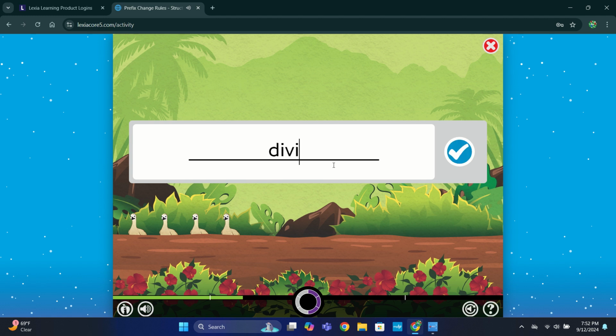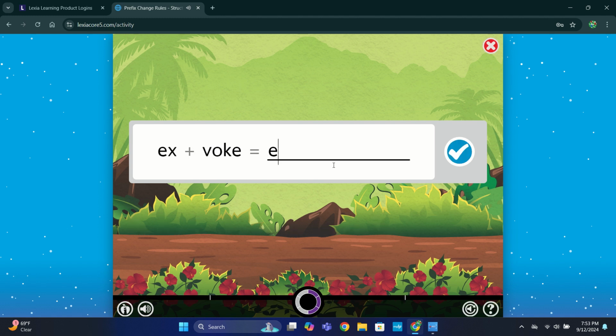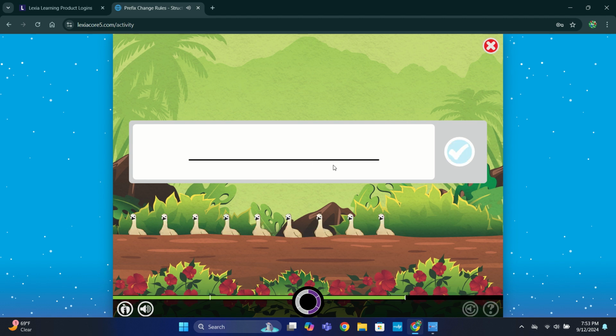Divine. Evoke. Direct. Diverge. Erase. Erode. The last letter of the prefix often drops when added to a root. Evoke. Eject. Event. Erode. Emit. Event.